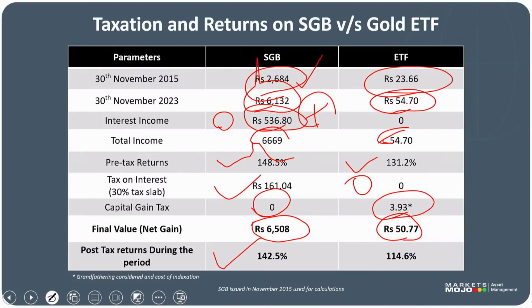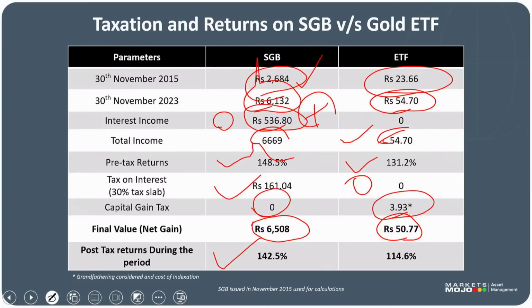Why 50.77? Because 50.70 is your value; before tax you pay 3.93, and your value comes to 50.77. In other words, the post-tax return on ETF is only 114% versus SGB at 142.5%. It is a no-brainer. On pre-tax return, you make more money in SGB as compared to ETF, and post-tax also you make more money in SGB as compared to ETF. And the difference is huge: 142.5% versus 104.6%.